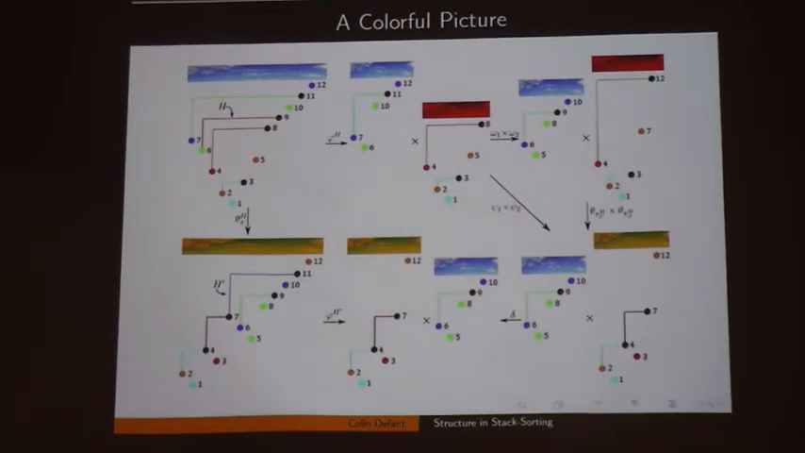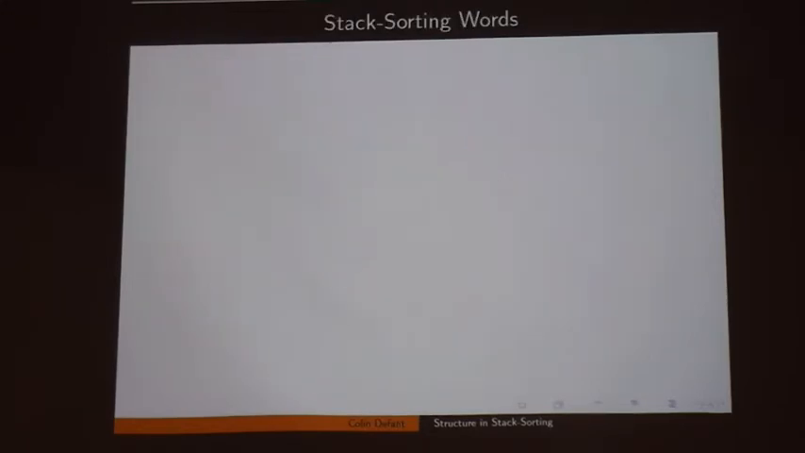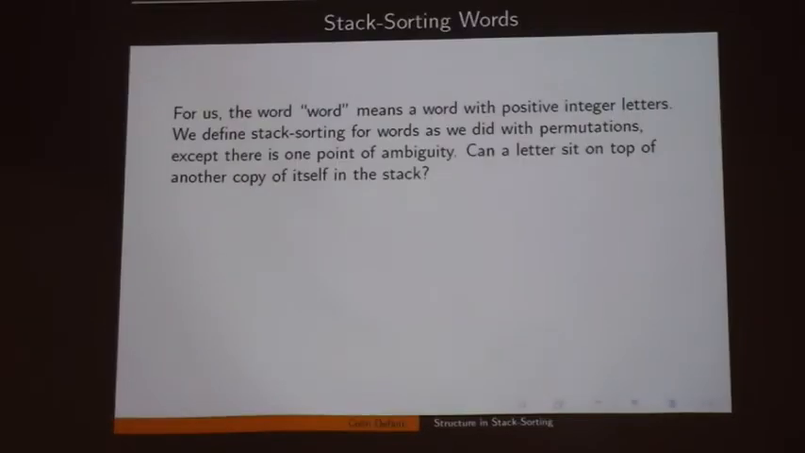Now, the last part of the talk here is about words. So for me, the word "word" means a word where the letters are numbers. In other words, a word is like a permutation, but you can have repeats. You can have numbers repeating in the permutation, so they can repeat themselves.